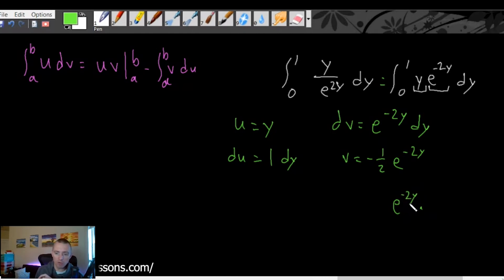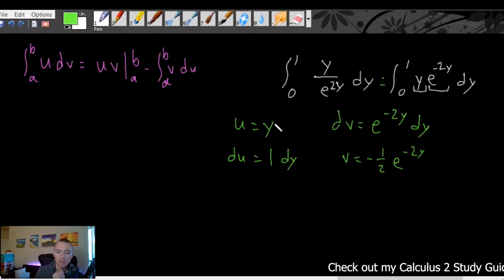Multiplying by the derivative of the inside, the derivative of negative 2y is negative 2. And then we would still have a negative 1/2. Negative 1/2 times negative 2 will cancel out, leaving us with just e to the negative 2y. So that does indeed get us back to what we started with.